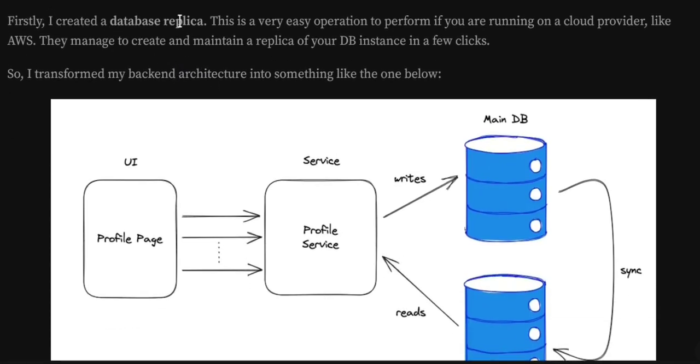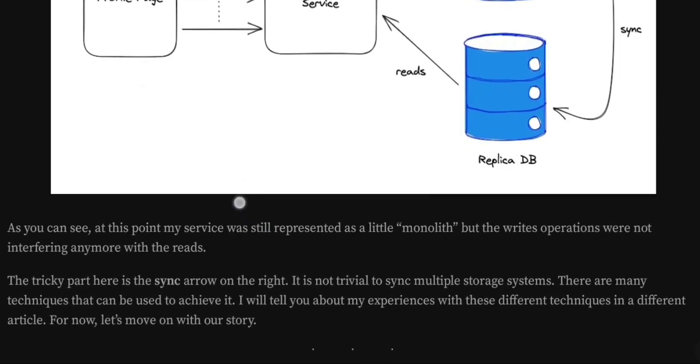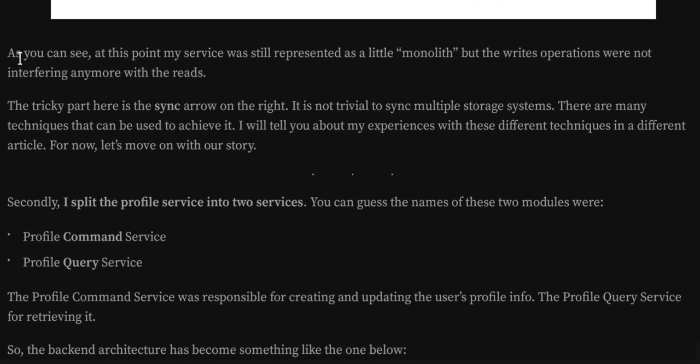Firstly, I created a database replica. This is a very easy operation to perform if you are running on a cloud provider like AWS. They manage to create and maintain a replica of your DB instance in a few clicks. So I transformed my backend architecture into something like this. Yes, so here we have the replica which does the reads, and all the writes go to the main DB. So far it makes sense. Usually you also don't need the reads to be the latest data. If yes, then these are specific cases that you can handle.